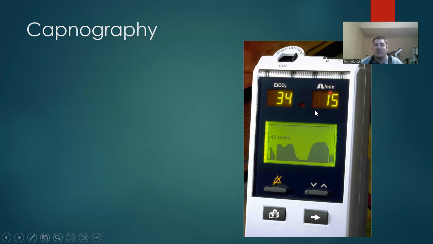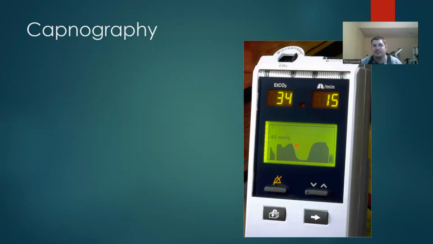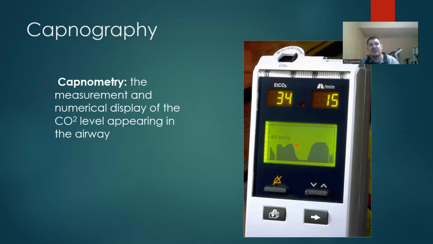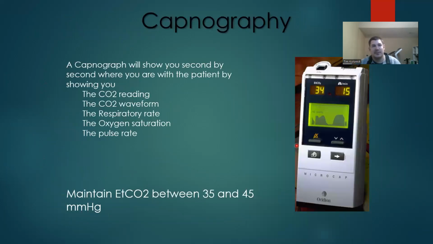slacking on counting breaths. Some of them will give you these two numbers. Some will also give you a waveform look here. But hopefully you have something that gives you more of a nice value here, and we can print it out. Okay. Capnometry is that numerical display of the CO2 number. Capnography, the graphic display. Okay. So again, maintain it between 35 and 45, and we should be okay. If they get too low, breathe a little slower. If they get too high, breathe a little faster, and we can try to maintain it between them.